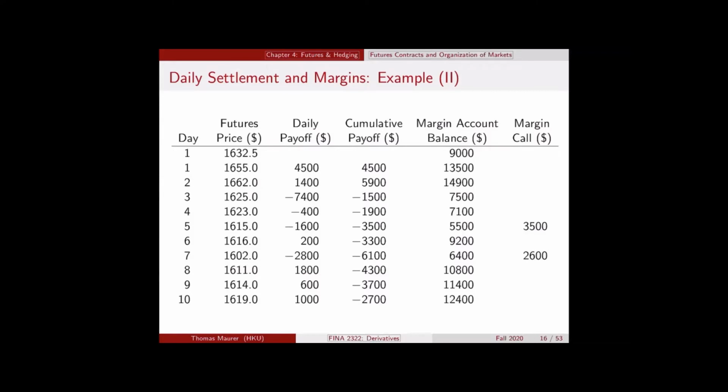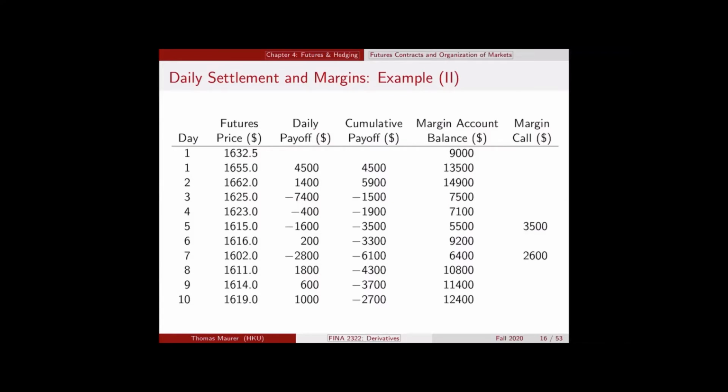On the third day, we assume that the futures price decreases, and in particular, it drops $37 per ounce of gold. Multiply that by 200. That means a loss of $7,400. So what does this mean? The exchange will now deduct $7,400 from your margin account and then deposit that on an account of a short position. And so if you then look at the cumulative payoff, these 5,900, which you have earned since the beginning, minus the 7,400, that means now since the beginning, you have lost $1,500. And your margin account now is only $7,500.